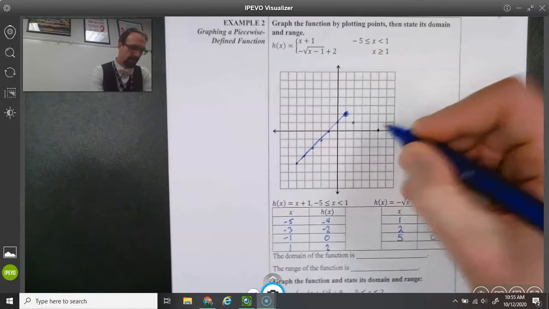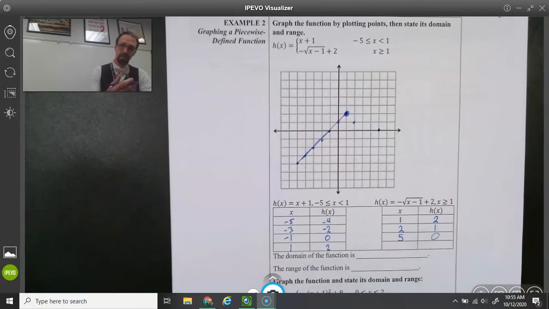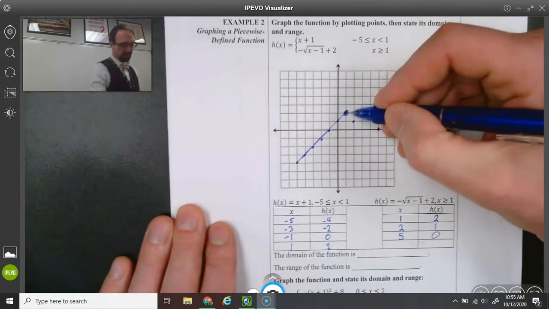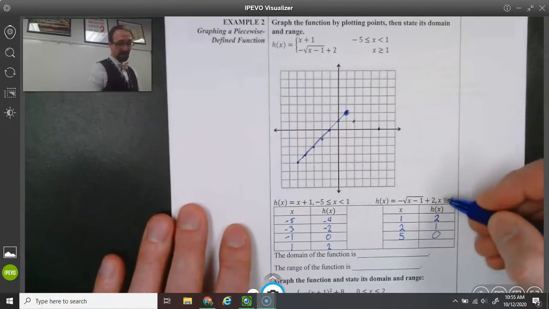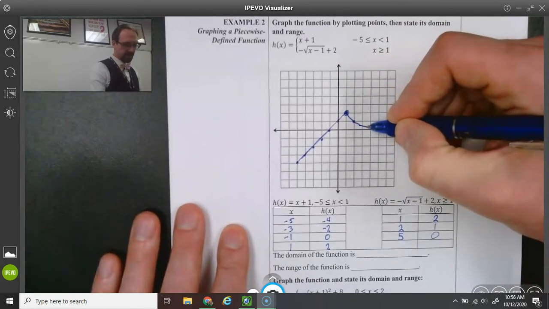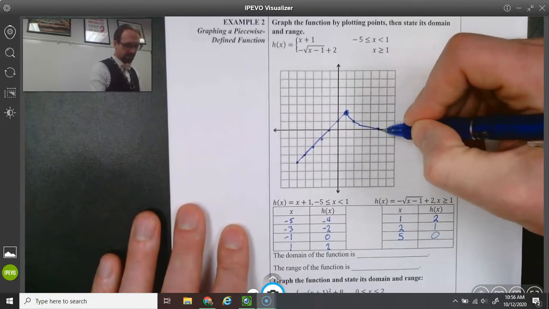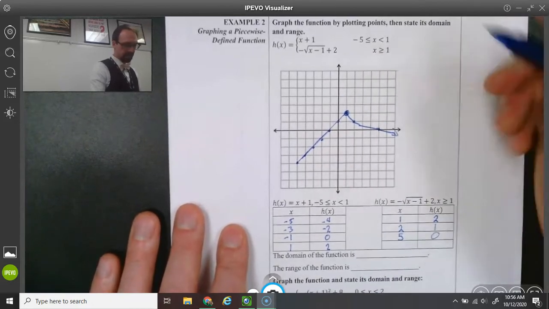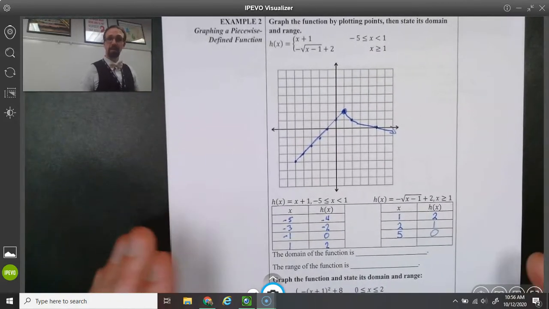And I know, because this is a square root function, I know the shape of it. I know it opens down because of that negative there, because it's a reflection. So this is going to continue. Now, again, the domain continues on forever, so I know that this continues on forever. So when I connect these, and I continue on forever, I know that that also is going to continue on forever. So I went ahead and drew the line there.